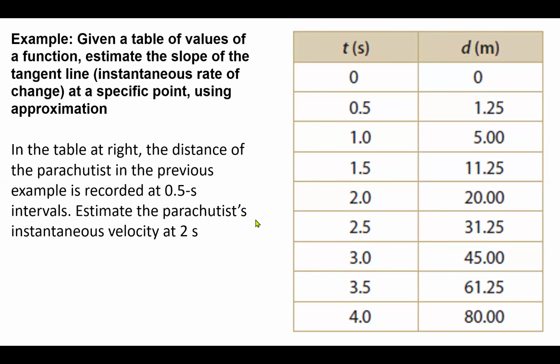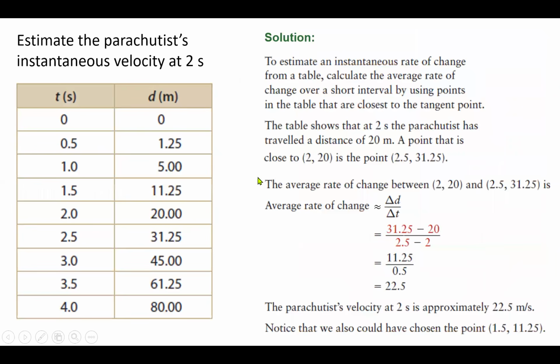Okay, have you finished? Yes, let's check the solutions. You can compare the solution with your result. Okay, so to estimate the instantaneous rate of change from a table, you can calculate the average rate of change over a very short interval by using points in the table that are closest to the tangent point.